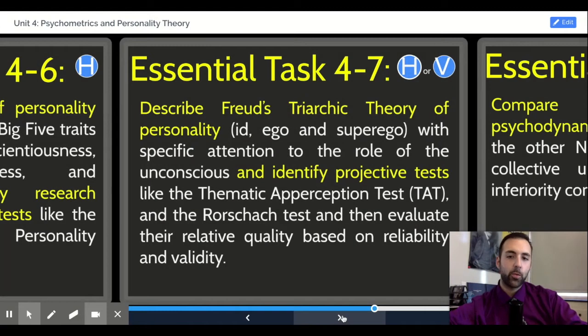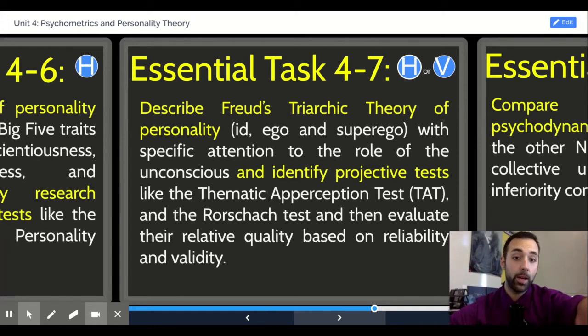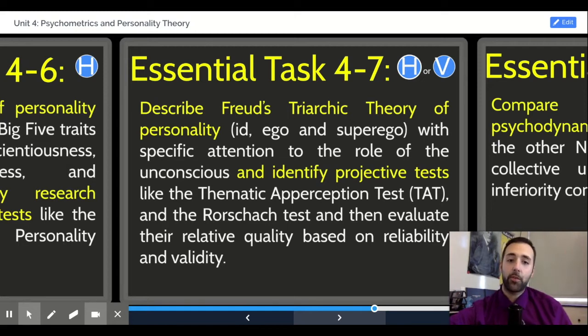In Essential Task 4.7, we are going to introduce one of the biggest key psychologists in this course, none other than Sigmund Freud. He is the individual pictured over my shoulder smoking a cigar. He's actually pictured throughout the classroom quite a few times. Freud's going to offer a very unique perspective on personality, and then the subsequent personality tests that were developed in order to evaluate his theories are also in and of themselves rather unique and contrast personality inventories quite a bit.